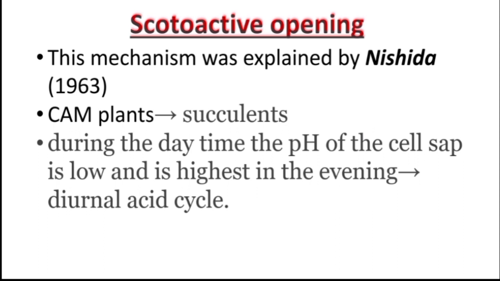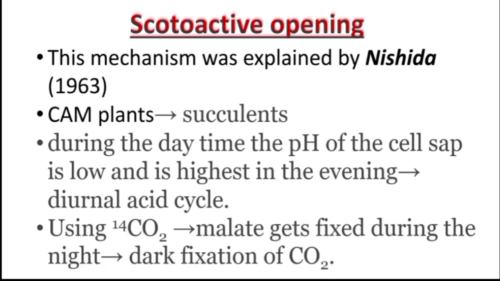That means that there is a change in the acid concentration of the cell. Using radioactive carbon 14 containing CO2, it was found that malate is fixed during the night in these plants, and this malate leads to the lowering of the pH. This fixation of carbon dioxide in the form of malates is known as dark fixation of CO2, and the CO2 that is fixed in the form of malate is used during the daytime in the photosynthesis. Actually these succulent plants are xerophytic plants.